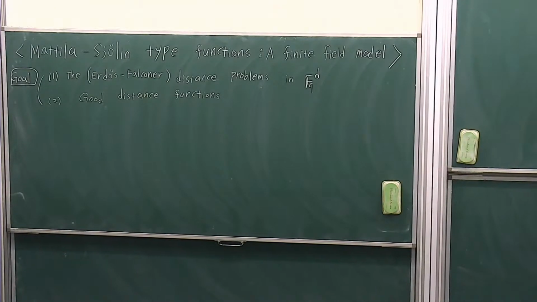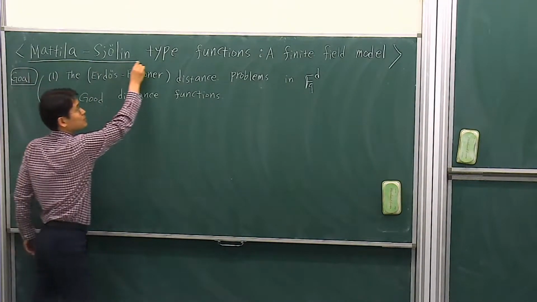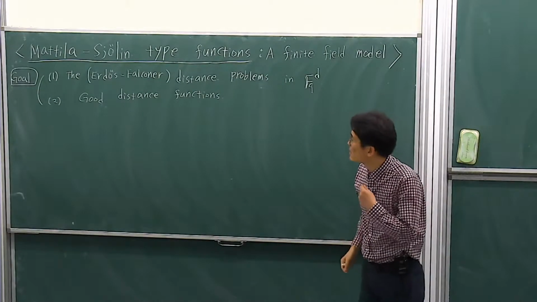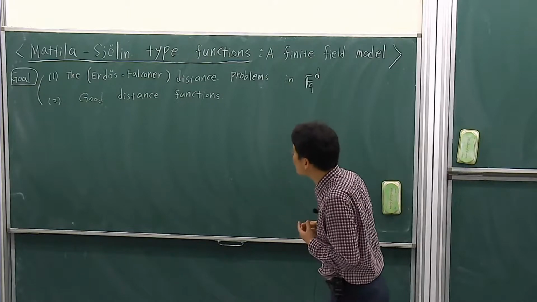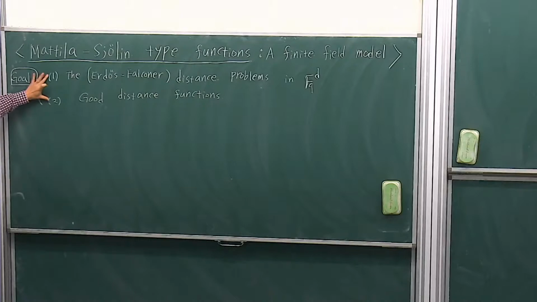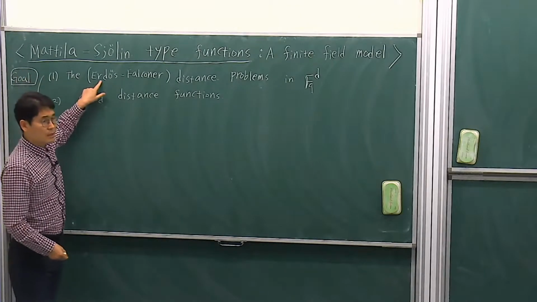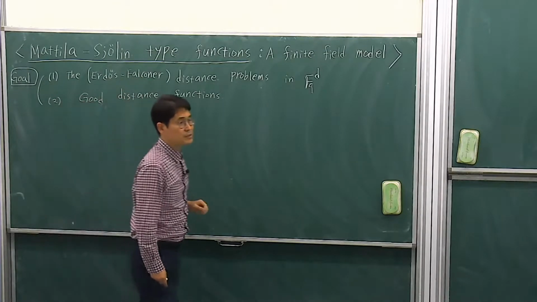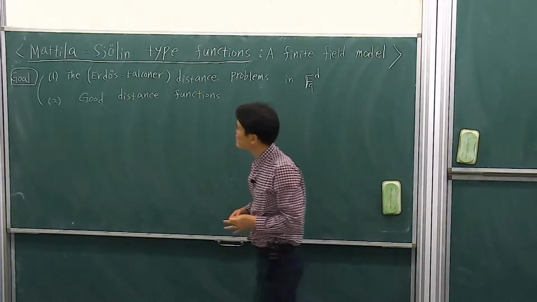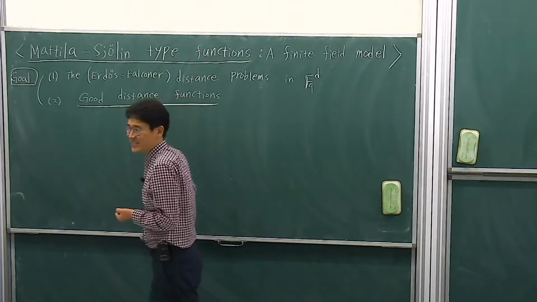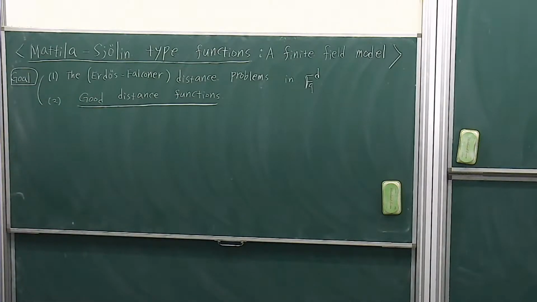Today, my topic is Mattila-Sjölin type functions. What is that? I will explain this meaning later. Today I wanted to talk about two things. First, I wanted to review the finite field Erdos-Falconer distance problems, and second, I wanted to introduce good distance functions. What's the meaning of good distance functions? You will know later.